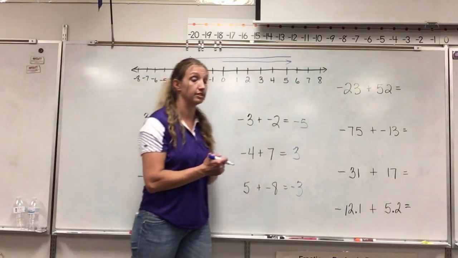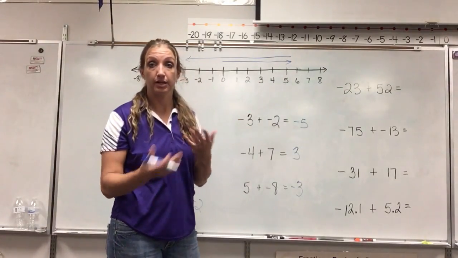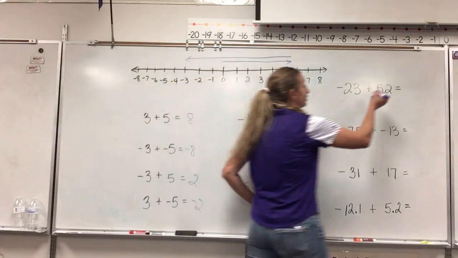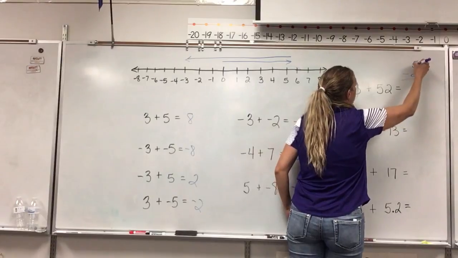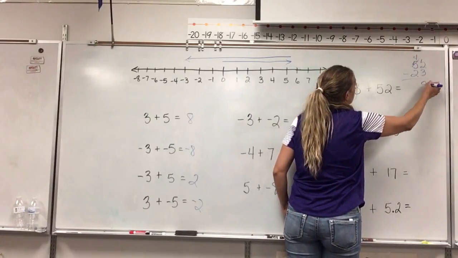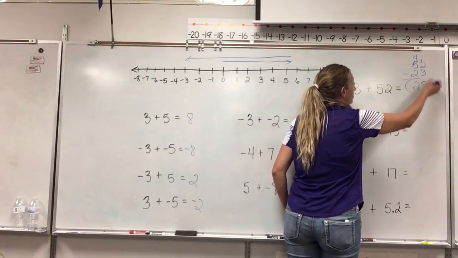So I do need to subtract these, and my answer will be positive because the positive number had the larger absolute value. So 52 minus 23, 29, and it'll be a positive 29.